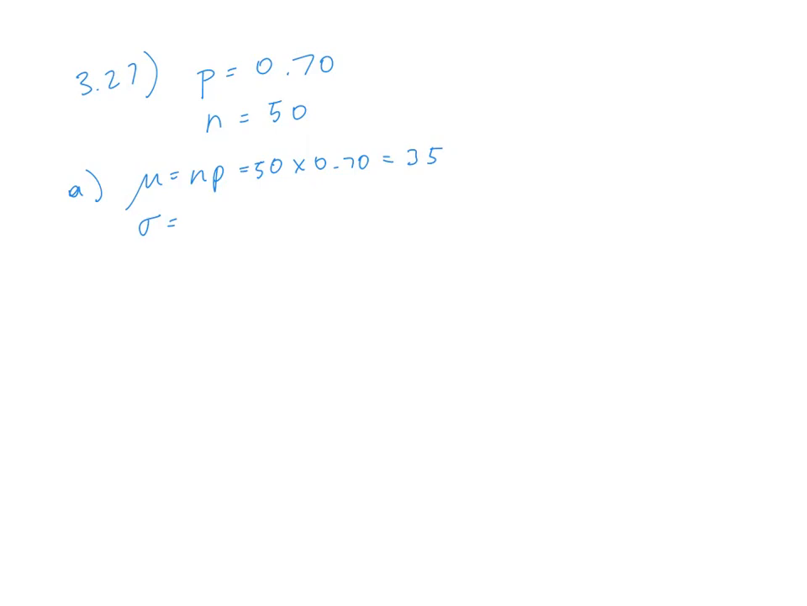How would I calculate that standard deviation? Square root, because this is a binomial that we're using here, right? Given number of trials, probability of success is the same for everyone, independent trials, so on and so forth. So what does that come out to be? Square root of 50 times 0.7 times 0.3, 3.24.